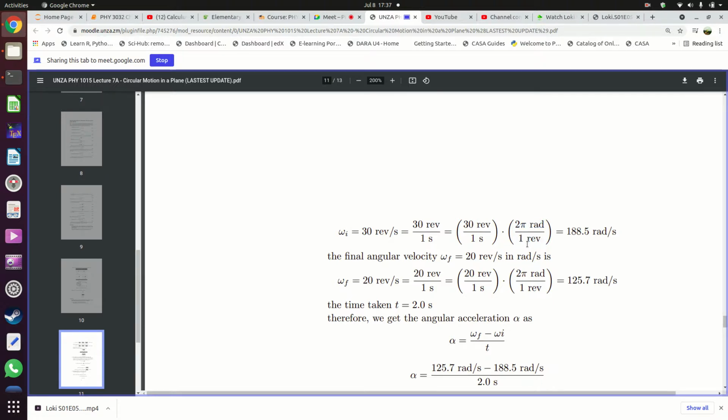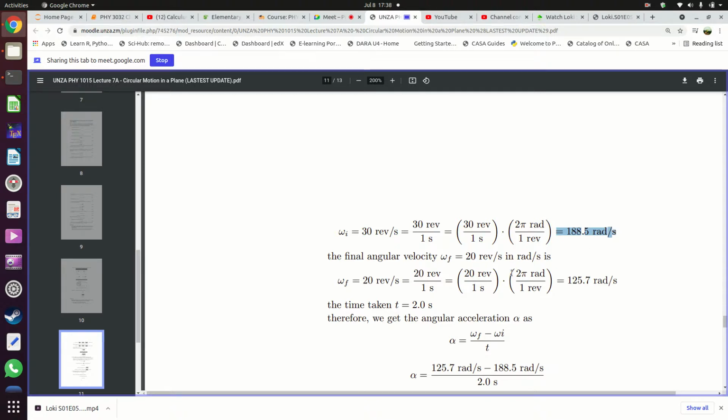revolution. So why are we doing this? This revolution and that revolution will cancel out. We will remain with a radian and we will remain with a second. So it's going to be 30 multiplied by 2 pi divided by 1 second. So you end up with 188.5 radians per second. So this is how you change your revolutions per second into radians per second. Is it clear on how we do the conversion from revolutions per second into radians per second?